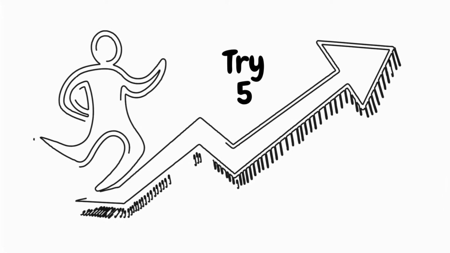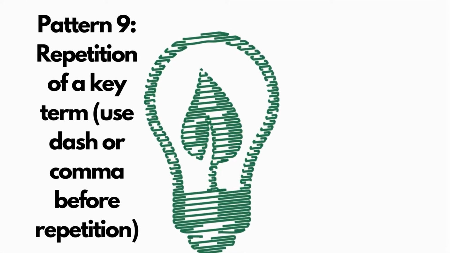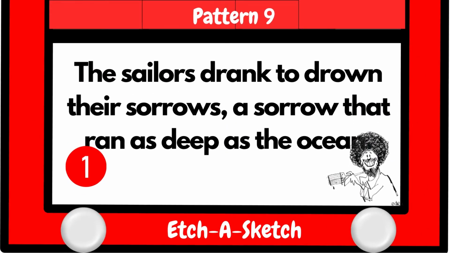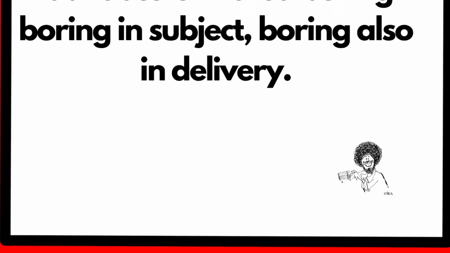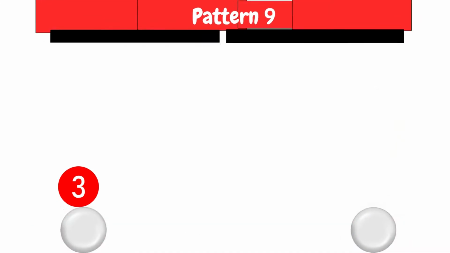Pattern number nine, repetition of a key term. Use dash or comma before repetition. I'll just give you the first one. The sailors drank to drown their sorrows, a sorrow that ran as deep as the ocean. So you can see there the repetition of sorrow. I'll show you number two just to show you a little more here. Math class is wicked boring. Boring in subject, boring also in delivery. So just repetition, some parallelism, and you got three, four, five there. Try your hand at it five times.